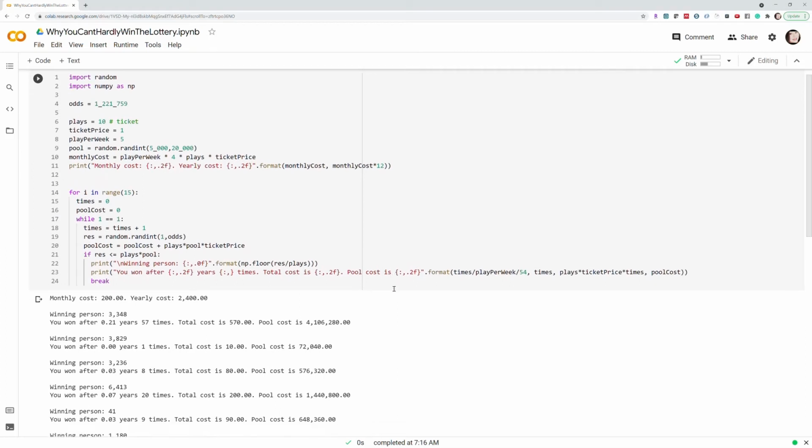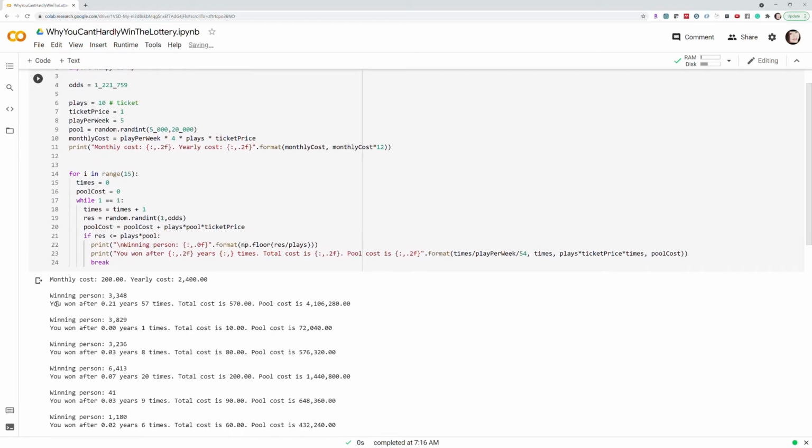Okay, so we have the result here. The winning person is different every single time, but the crowd wins anyway. So that explains why as a single person it is very hard to win, but as a crowd, it's so easy to win.